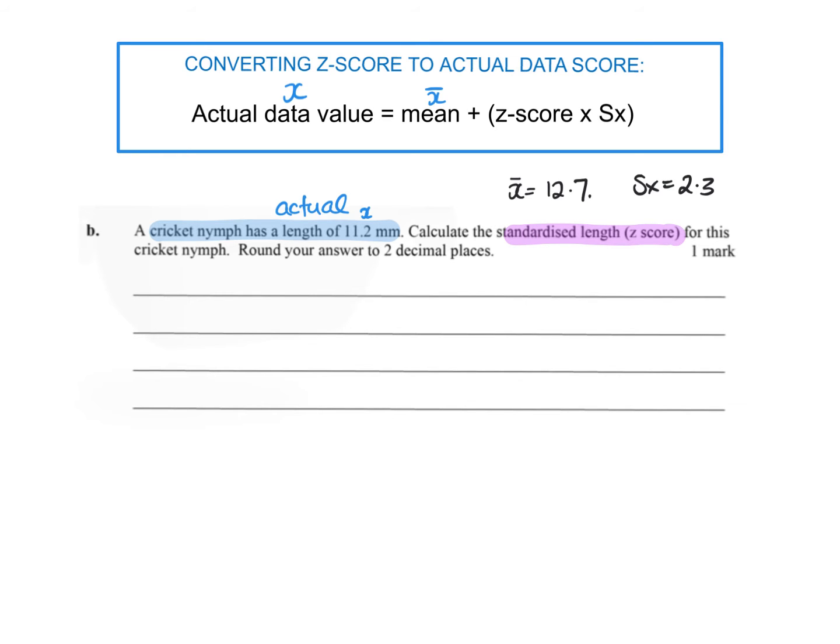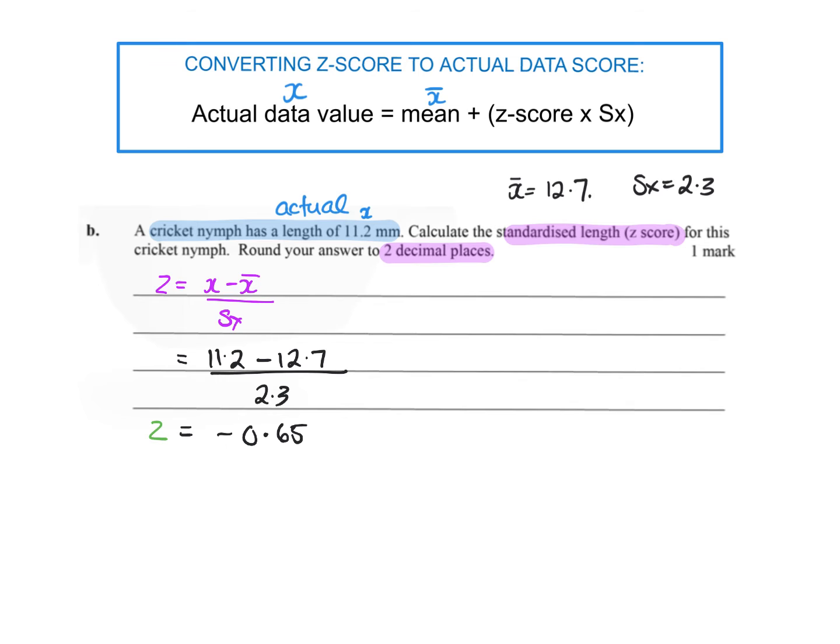So you can write standardized score or you could call it Z-score, it doesn't matter. And it's saying to 2 decimal places. So write your formula for Z-score. So it is that, and then we'll just pop in the data. So the actual was 11.2 minus 12.7 divided by 2.3. And what do we get? All right, so I get negative 0.65. So if I was to interpret this or comment, what does this tell us?